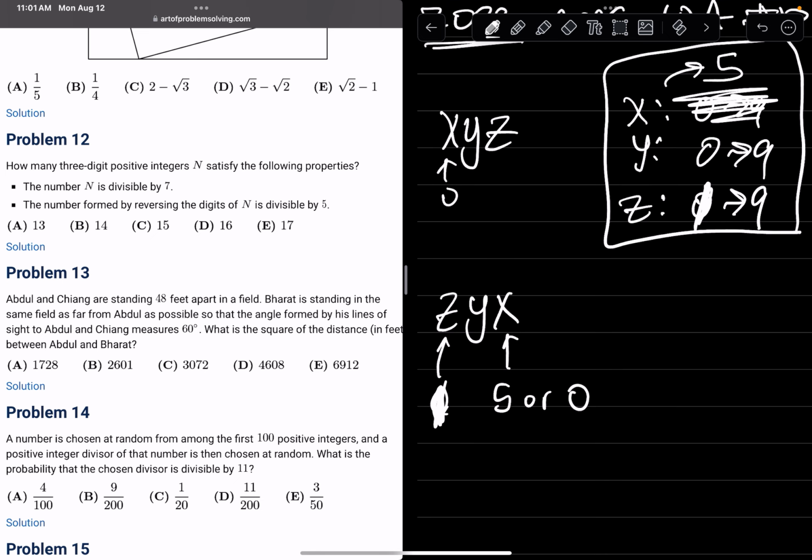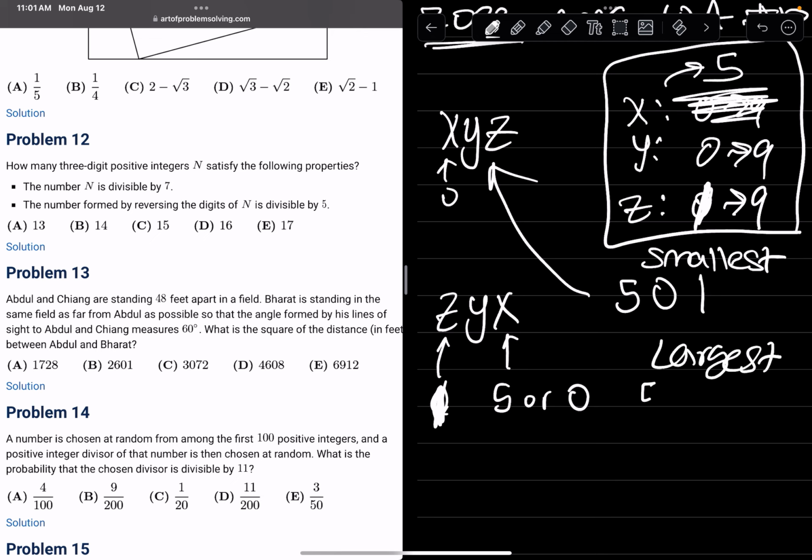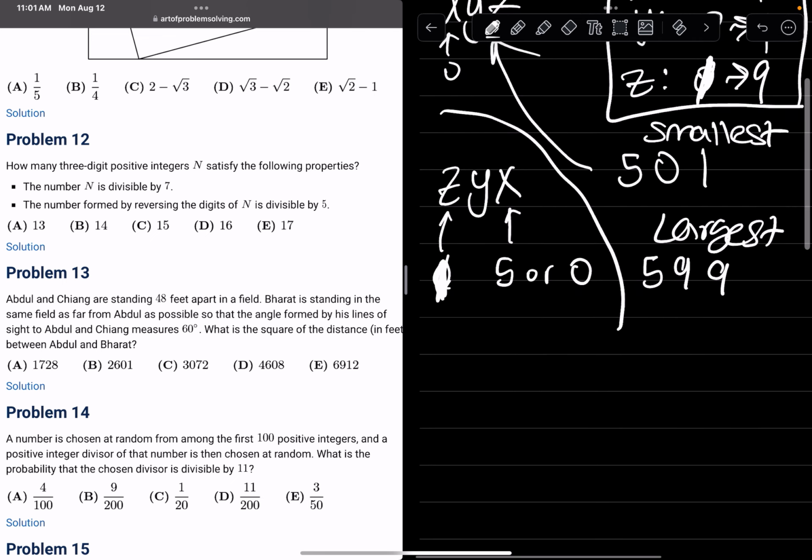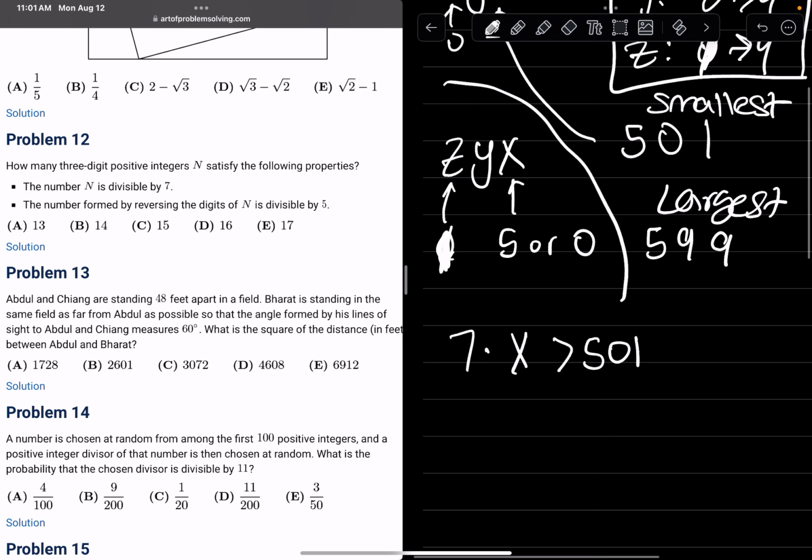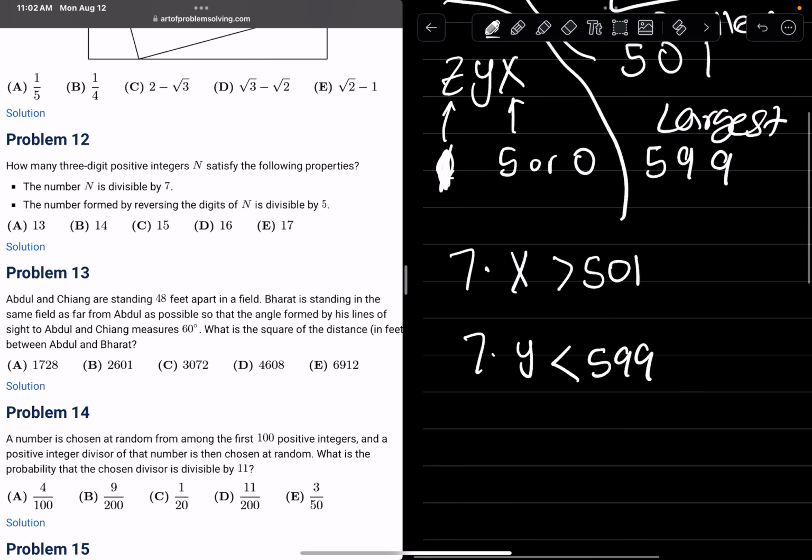So the number that we could form right here, since x has to be 5, 0, 1 is the smallest integer that we could have, and the largest integer that we could have is 599, right? Just by applying the conditions of x, y, z here. Now it also has to be divisible by 7, right? So 7 times x has to be greater than 501. We want x to be the smallest integer possible, and let's say 7 times y has to be less than 599, and y has to be the largest integer possible. So let's see what x and y are.